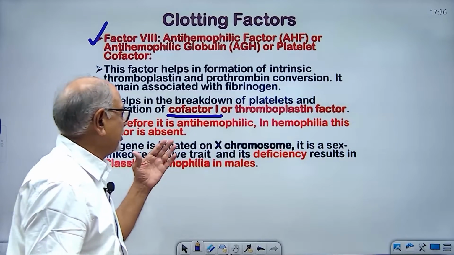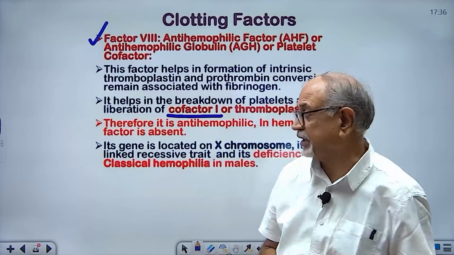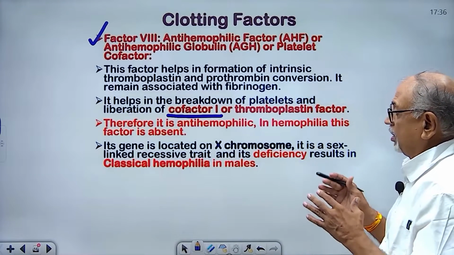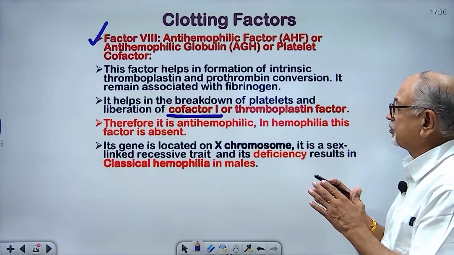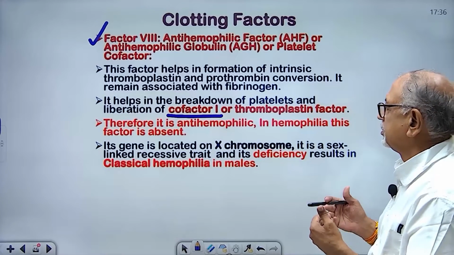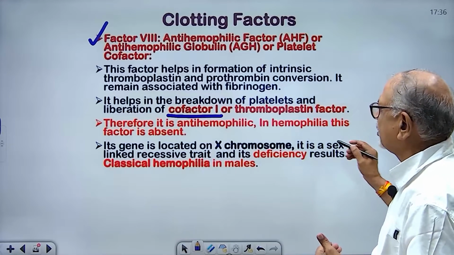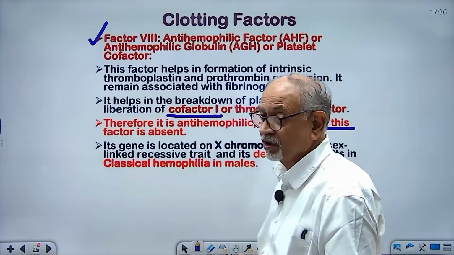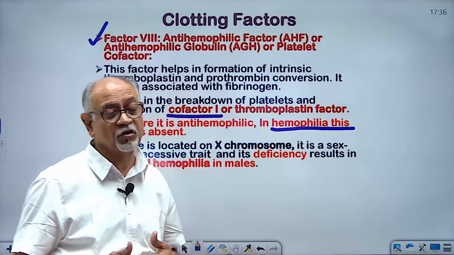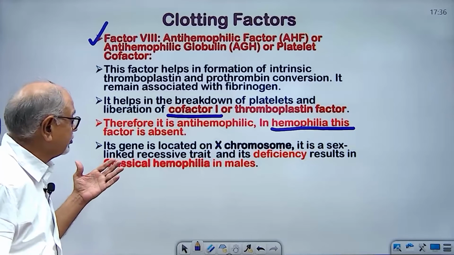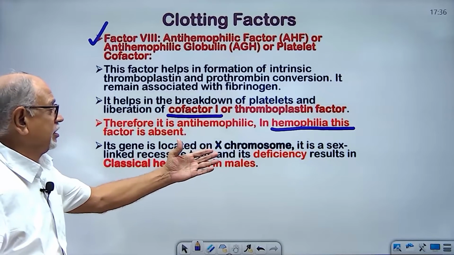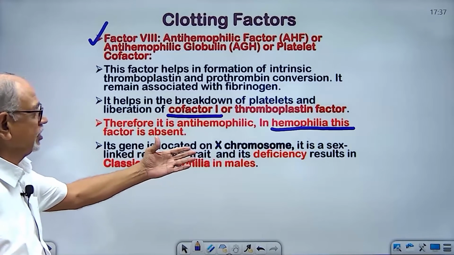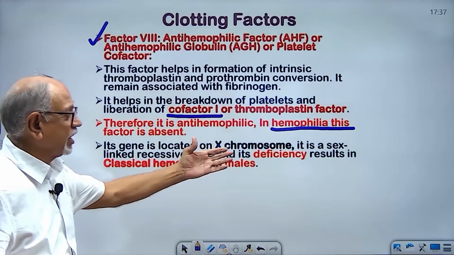Therefore, it is anti-hemophilic. It is called anti-hemophilic because it prevents the disease called hemophilia. In hemophilia, this factor is absent. Absence of this factor causes the genetic disease called hemophilia. It is an X-linked disease. The gene of hemophilia is located on X chromosome.